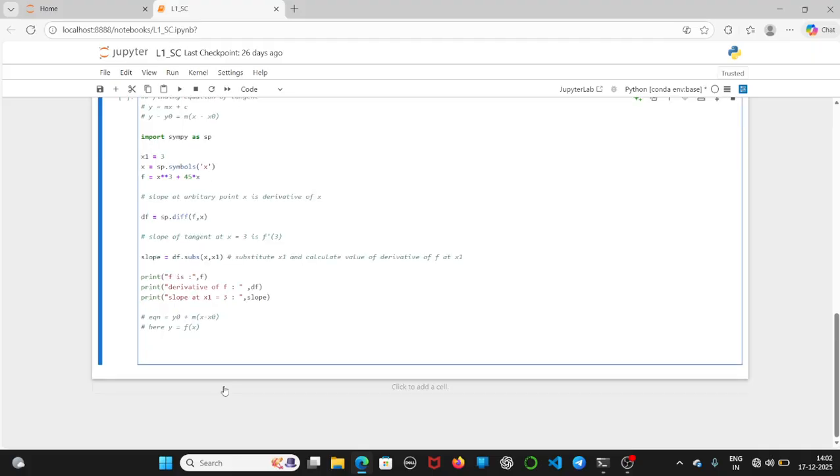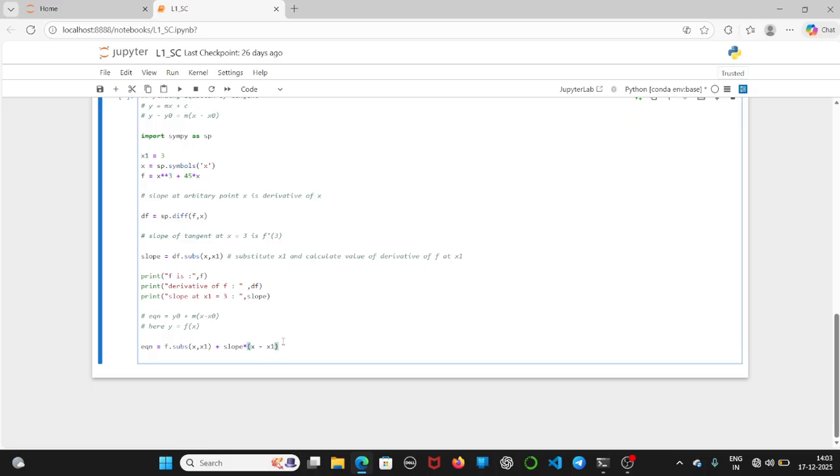Okay. So now I'm going to create a variable equation. Equation is going to be f.subs, I am going to substitute x1 instead of x, plus I'm going to write here the slope of the tangent multiplied by x minus x1, right? So what it means is that I am deriving the equation of tangent at the point x1 on the curve, right?